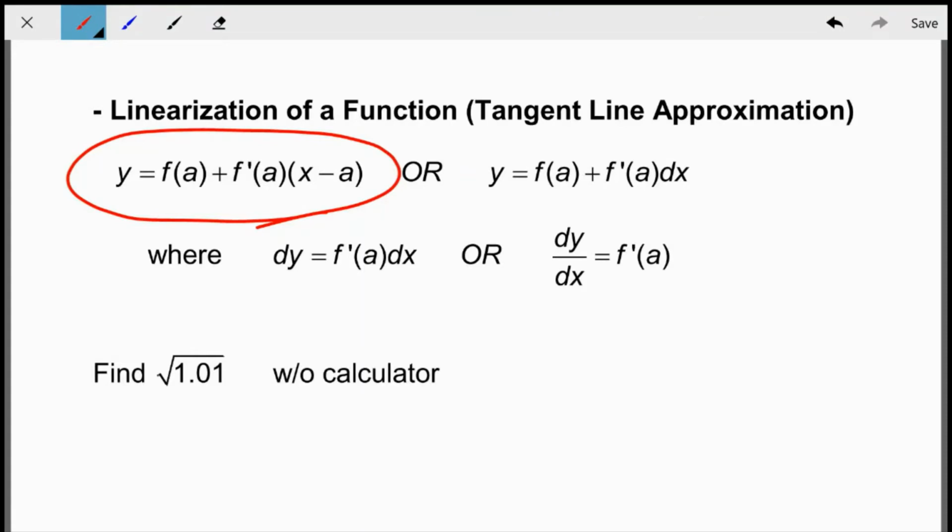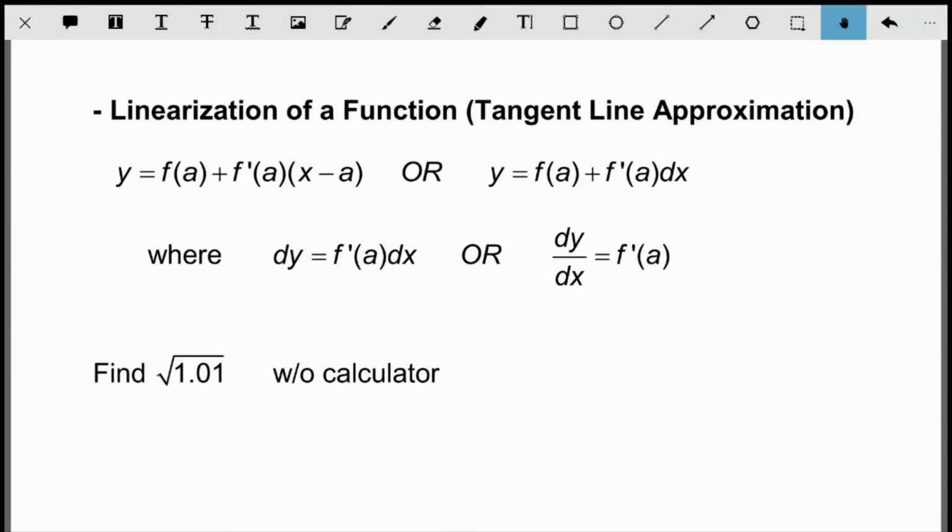Now, notice over here with these differentials, dx, that's my change in the x value. So you can write it in shorthand as a dx. And then also, since we're dealing with a linear function, the change in y is going to be the slope times the change in x. Okay, so remember, since we're dealing with a tangent line approximation, that would be our approximated change in the y value.